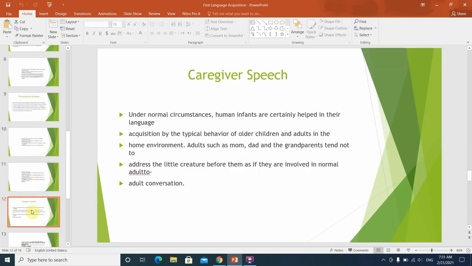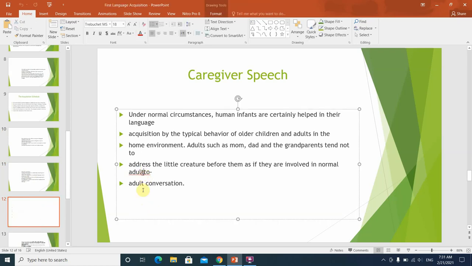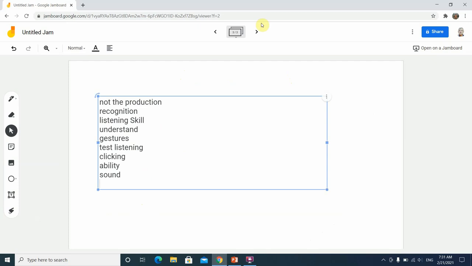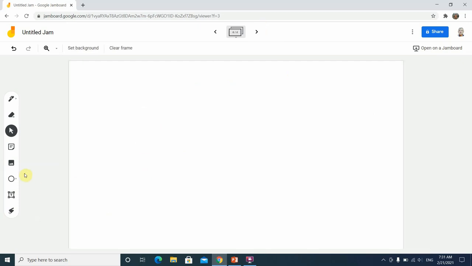Now, before we talk about the stages of first language acquisition, let's talk about what is called caregiver speech. Caregiver speech. What is meant by caregiver? By the way, in some references, in some books, it is written as caretaker speech. Look, both words are used.